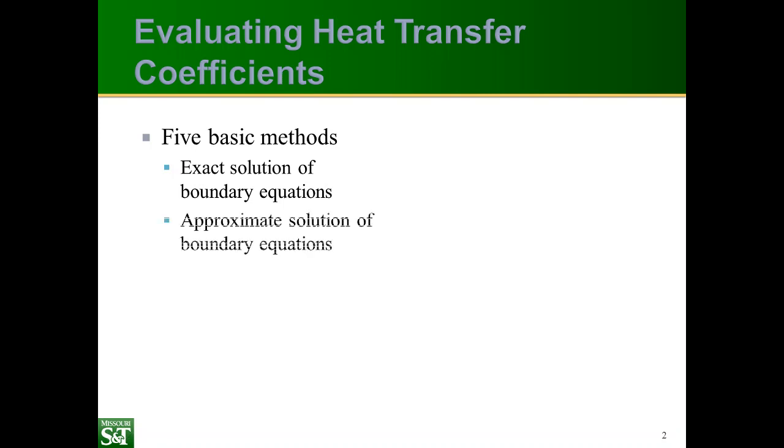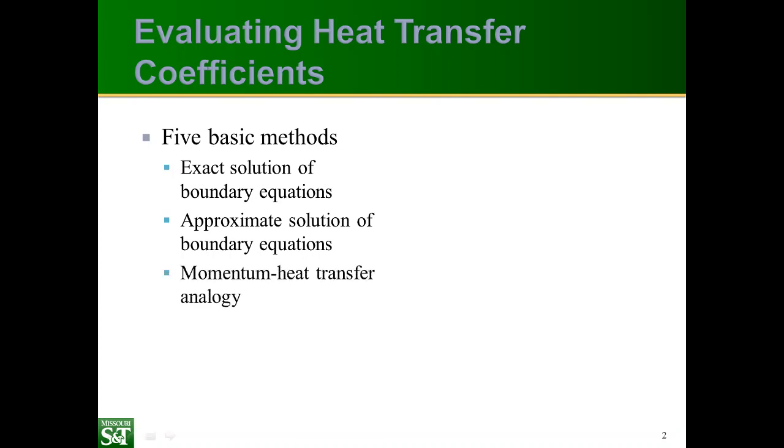Now, we can also use approximate solution of the boundary equations. We use assumptions to solve a plausible but much simpler equation like the von Karman momentum integral. This allows us to obtain solutions to problems we can't solve exactly, like turbulent flows. They're not perfect solutions, but they allow us to come up with an answer within what we call engineering accuracy. It's accurate enough that we can make a decision based on the result.